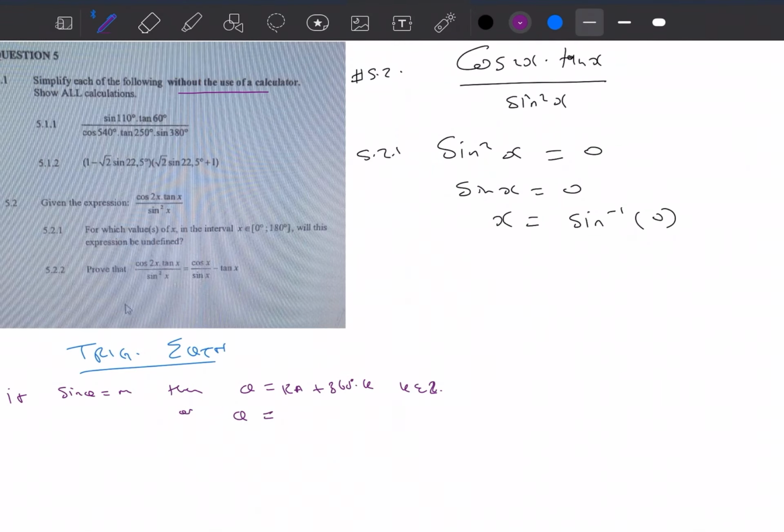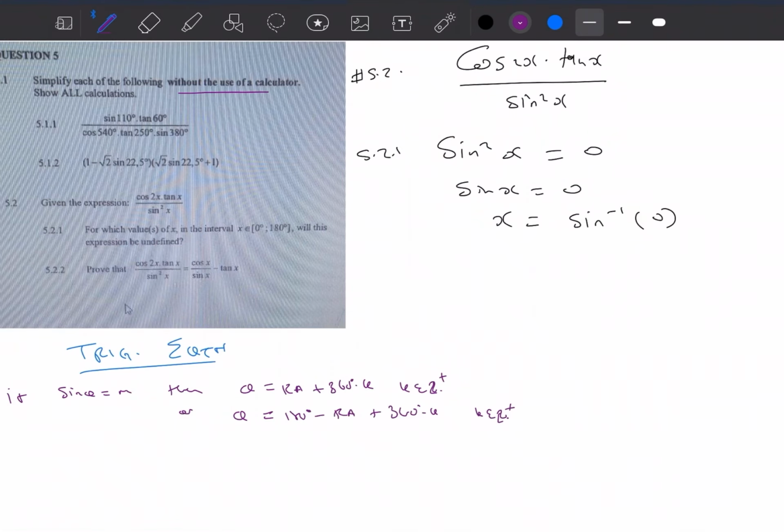Or theta is equal to 180 degrees minus the reference angle plus 360 degrees times K. Again, K are integers. Oh, it's not positive integers, it's just integers: 1, 2, 3, 4, 5, and so on. Those are integers, okay?